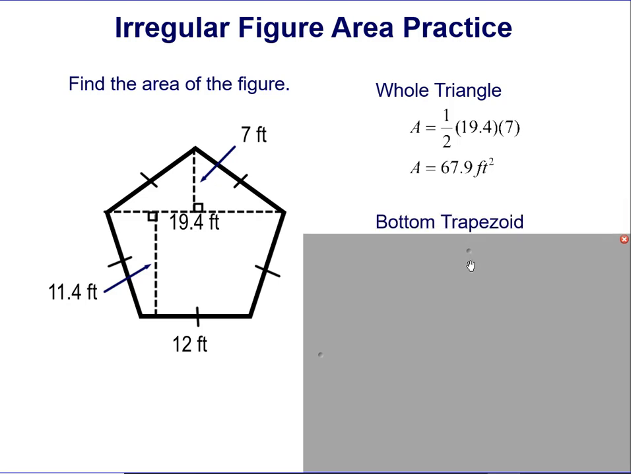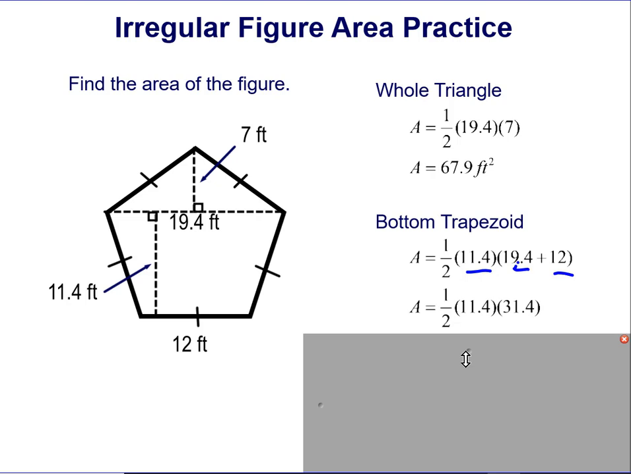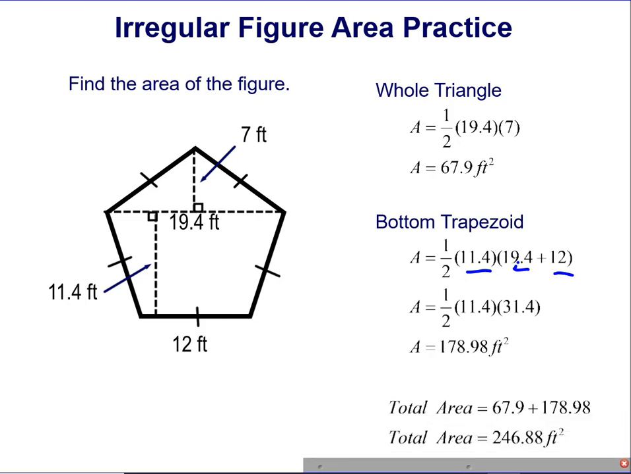Then for my trapezoid on the bottom, I use my trapezoid formula. I substituted in my height of 11.4 and my 2 bases. When I calculate this out, I get 178.98 feet squared. And my final step is to add the 2 of them together to get a total area of 246.88 feet squared.